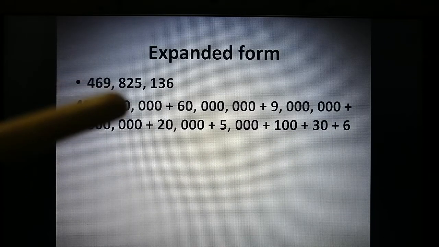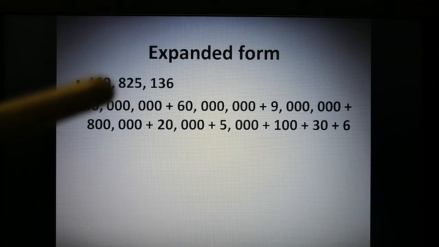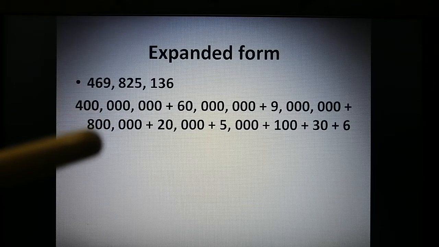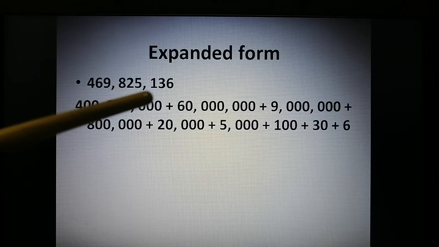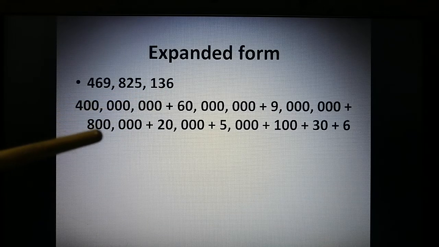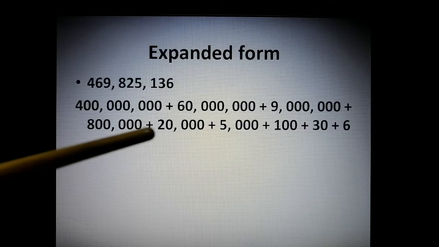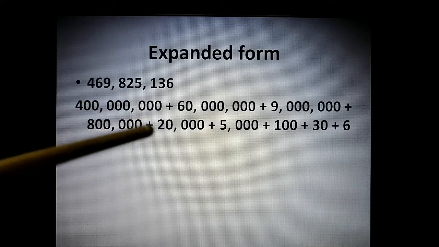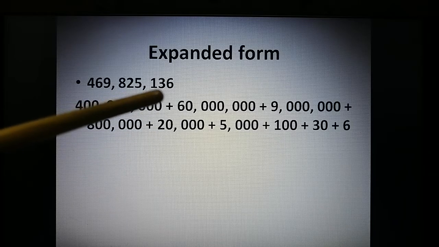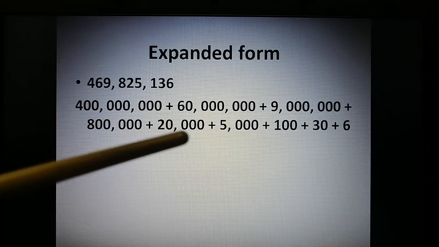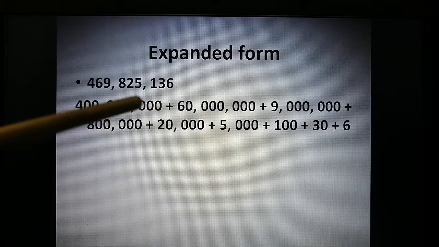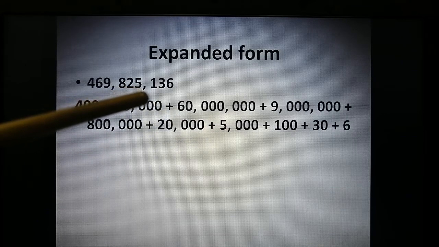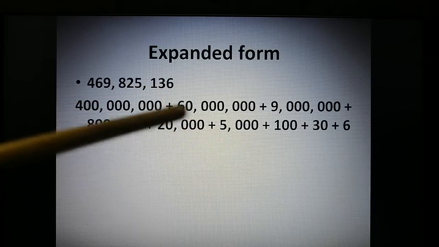Next is 8. These 3 numbers are done. So now 8. And how many numbers after 8? Count with me. 1, 2, 3, 4, 5. So I am writing 5 zeros after 8. Next number is 2. So how many numbers after 2? 1, 2, 3, 4. So I am writing 4 zeros. Understand? Plus 5. Next number is 5. How many numbers after 5? 3. So I am writing 3 zeros.